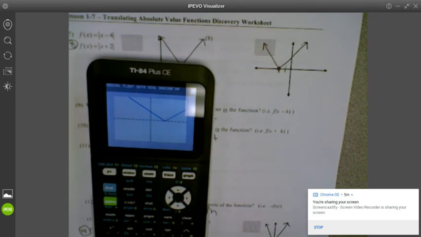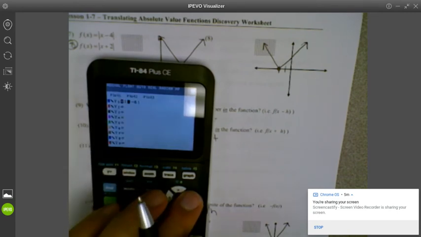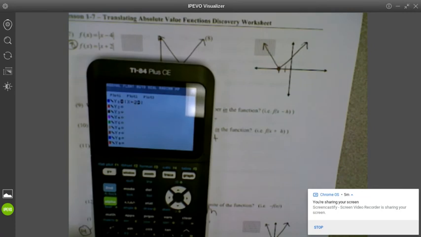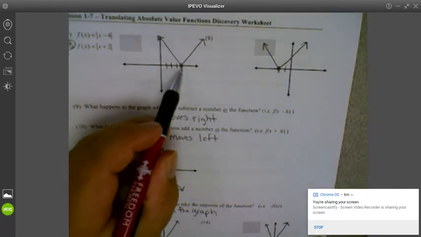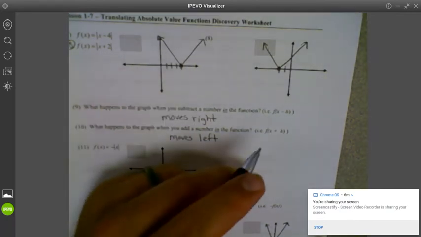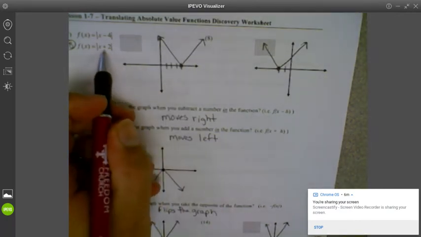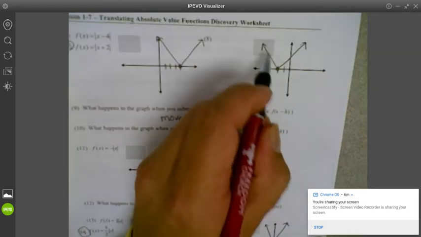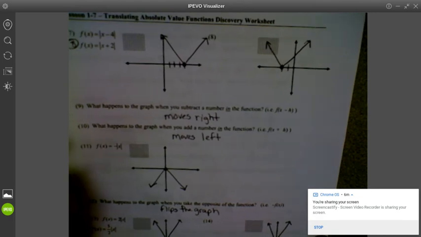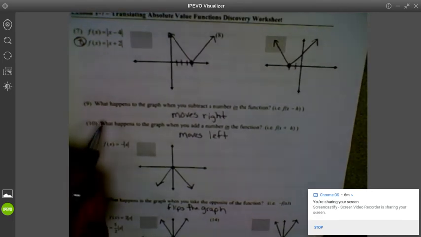If we add, let's see what happens. So if we go x plus 2 inside of the absolute value bars, we are moving to the left. So you can see there, if you subtract inside the absolute value bars, it moves the graph to the right. You still have that same V shape. If you add 2 inside of the absolute value bars, you move the graph left 2. Still got the same V shape. So that answers our next 2 questions.